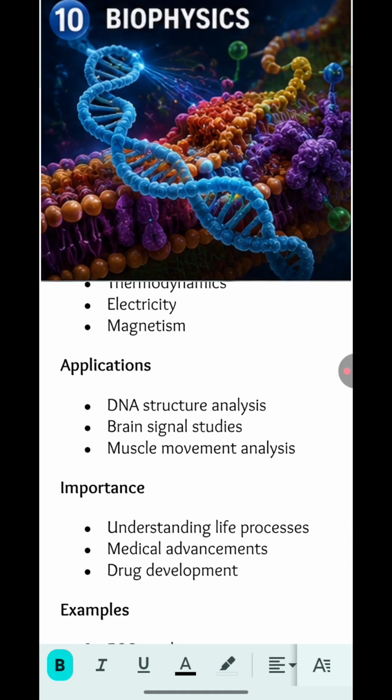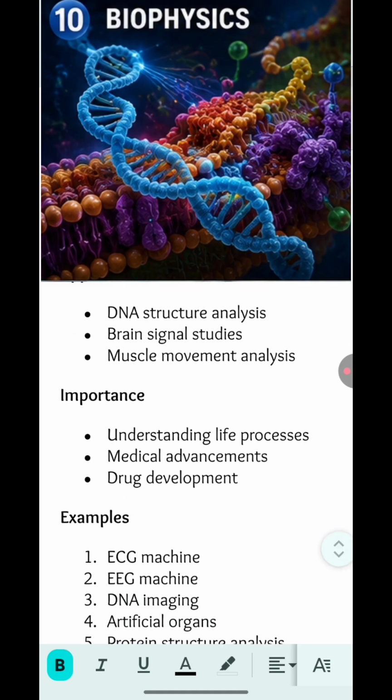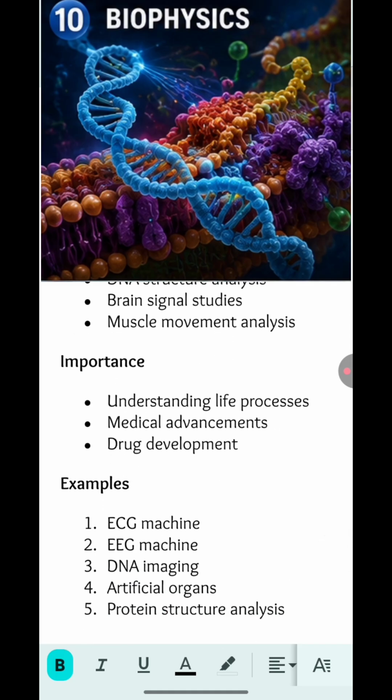What is the importance of biophysics? Understanding life processes, medical advancements, drug development also. So these are the following examples: ECG machines, EEG machines, DNA imaging, artificial organs, protein structure analysis.